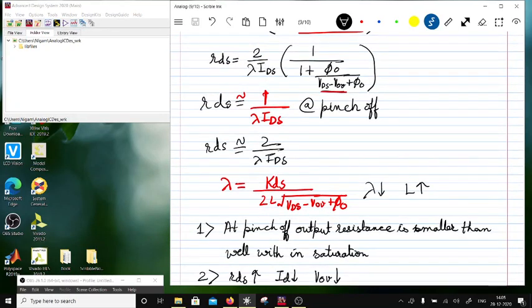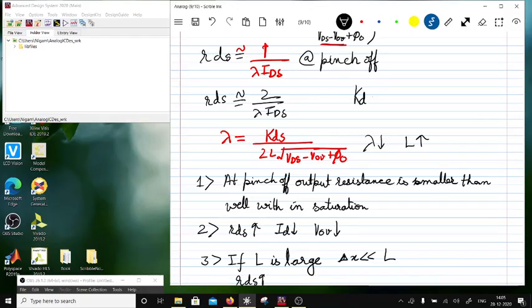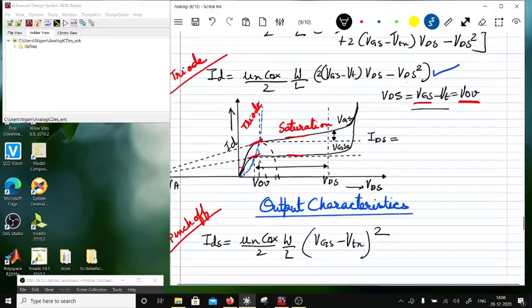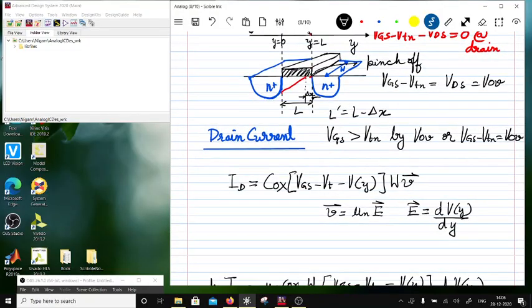Now KDS is going to be equal to the square root of twice epsilon over q Na, where Na is the channel doping. So if Na is large, KDS is small, lambda is small, RDS is large, which means that if you heavily dope the channel, then delta X is going to be smaller because the heavier doped portion has a smaller depletion region, right? So that's the rationale.